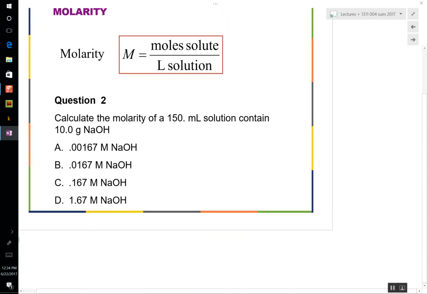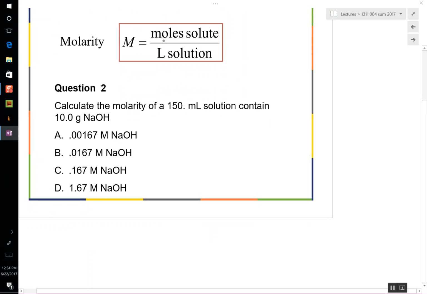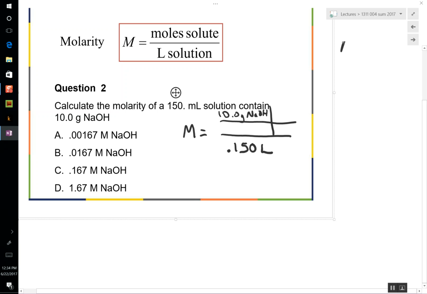Okay. Now here's a very similar problem. We're going to start out with that definition up there, moles of solute per liter solution. We already know the denominator is 0.150 liters. Numerator, we've got 10 grams of sodium hydroxide, and we're going to need to convert that into moles. Sodium, oxygen, hydrogen.